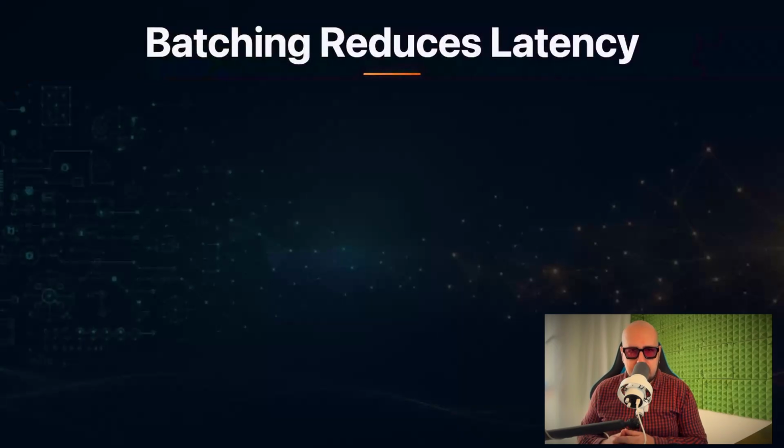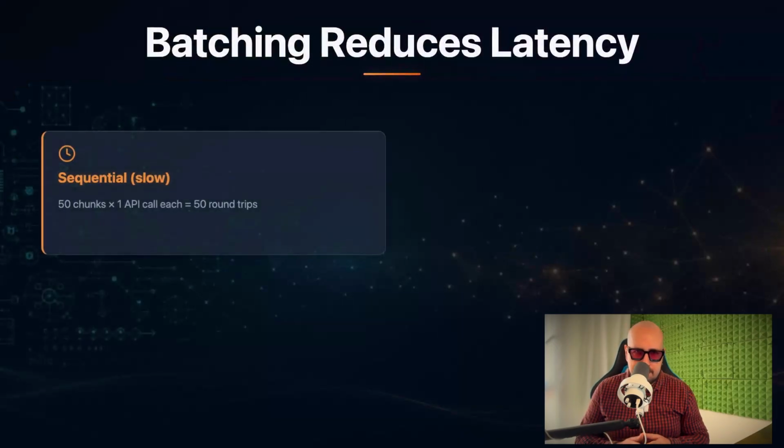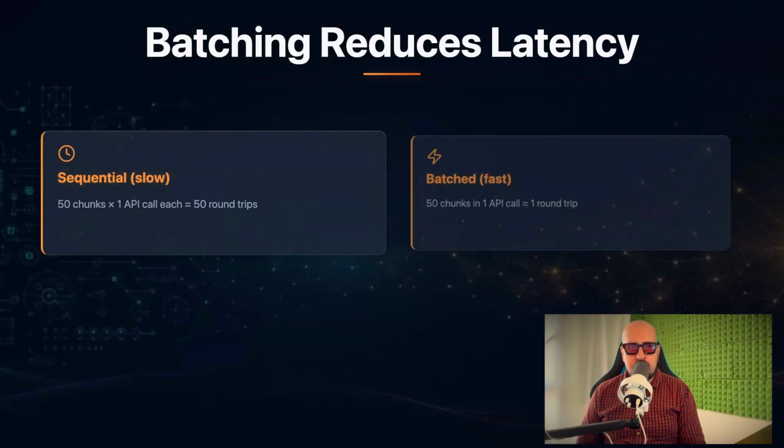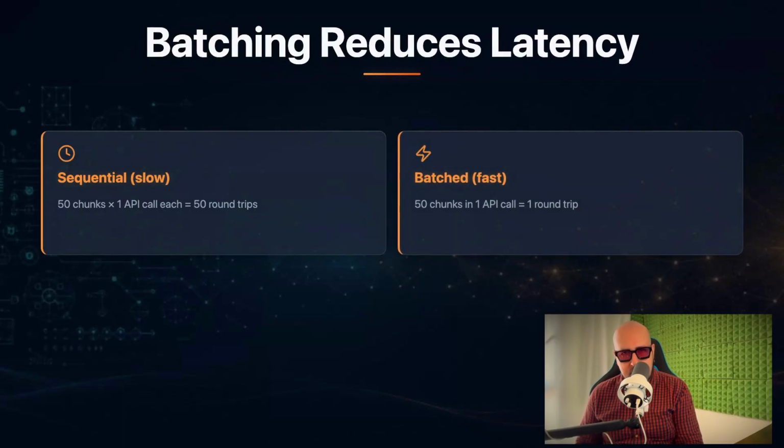Batching is important for latency. If you call the API once per chunk, a 50-chunk document takes 50 round trips. Batching all 50 chunks into one call reduces that to one round trip.